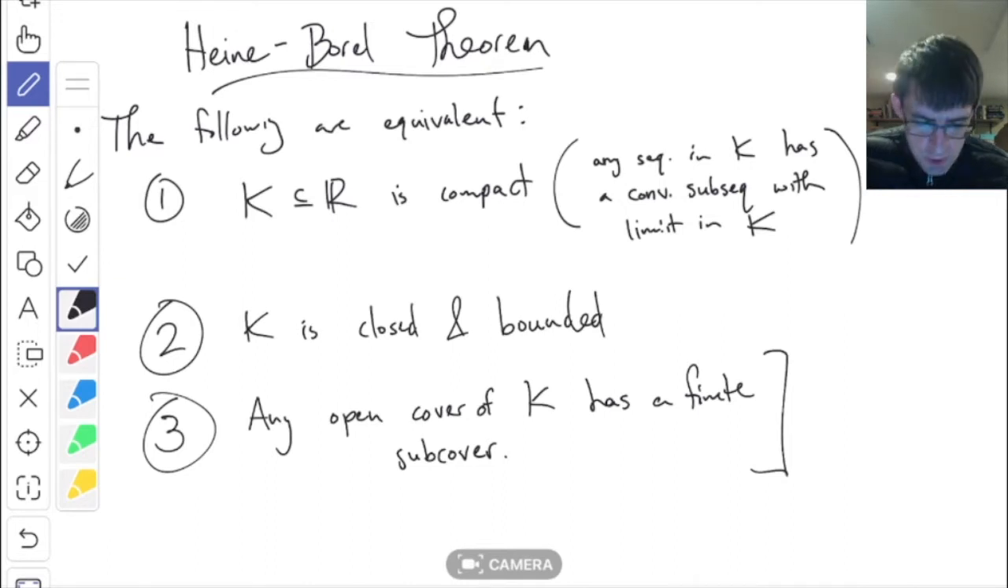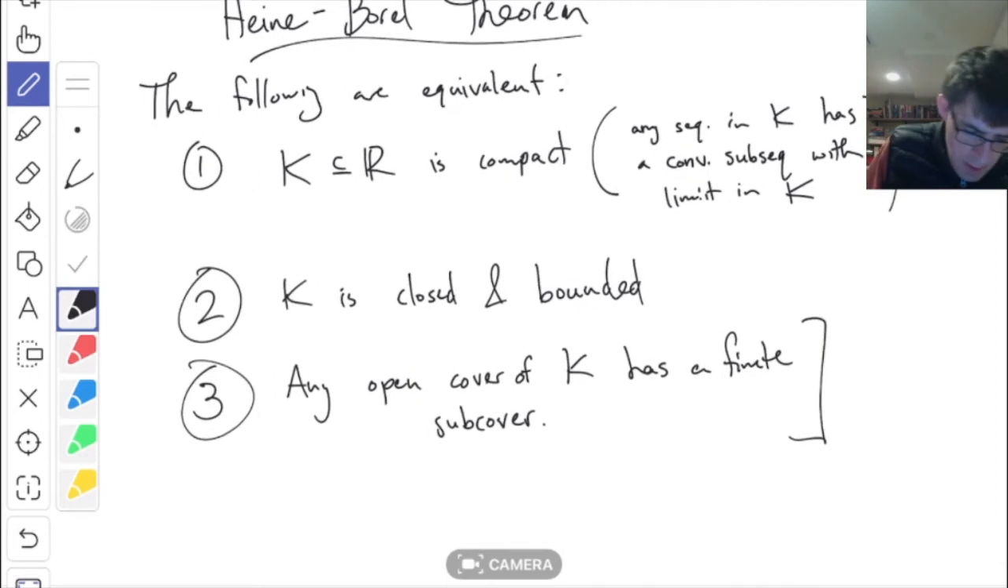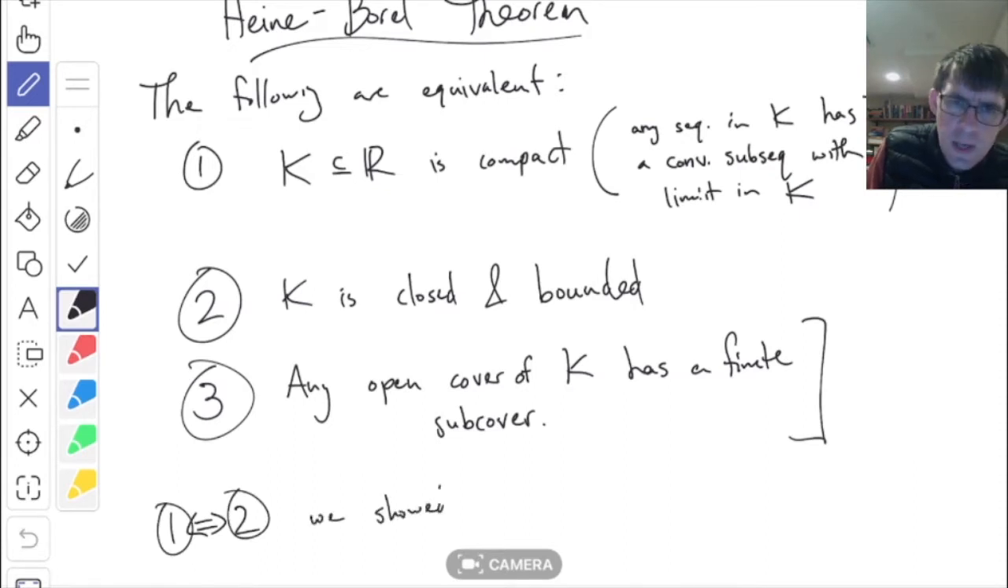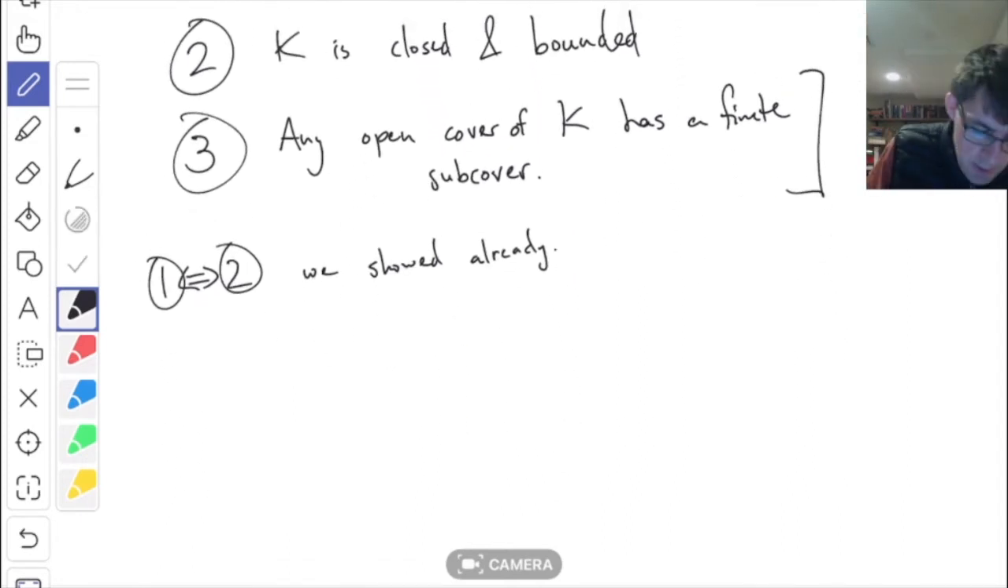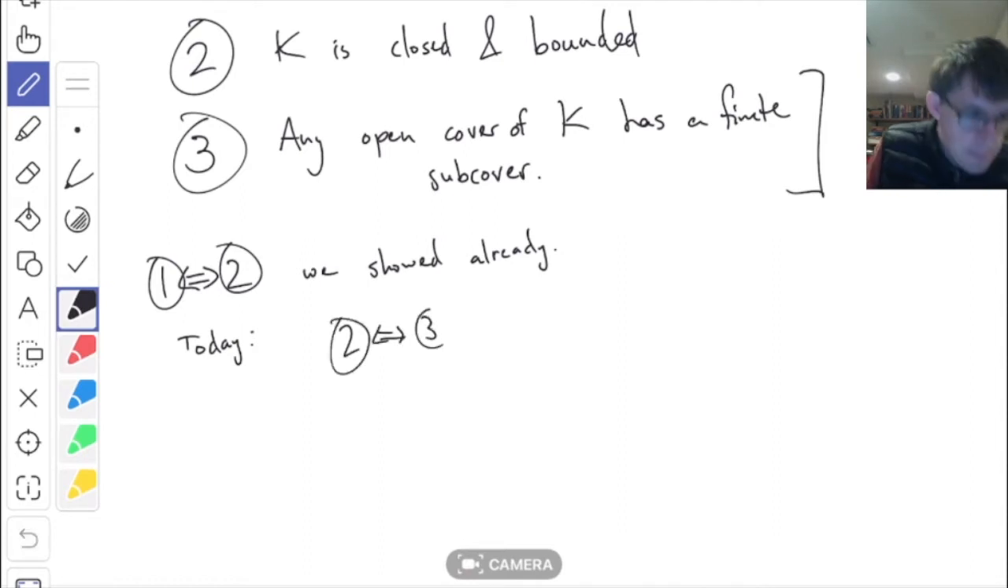All right, now I want to talk about why this is true, but like I said, we've already shown quite a bit of this. So 1 and 2 are equivalent. This we showed last time, or actually I believe it was the time before, but I'll just say we showed already. All right, what I want to talk about today is 2 and 3. So today, this won't be the only thing we talk about, but I want to talk about 2 if and only if 3.